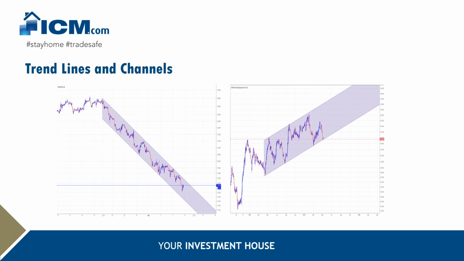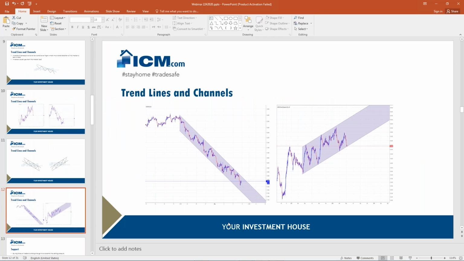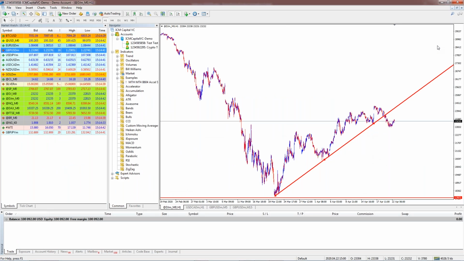I'm going to move to the MetaTrader 4 platform, our trading platform, in order to explain how you can draw trend lines and channels. It's very simple. You just have to look at the chart. This is the chart of the Dow Jones on the 1 hour time frame. Let's say we are having a look at this formation here.